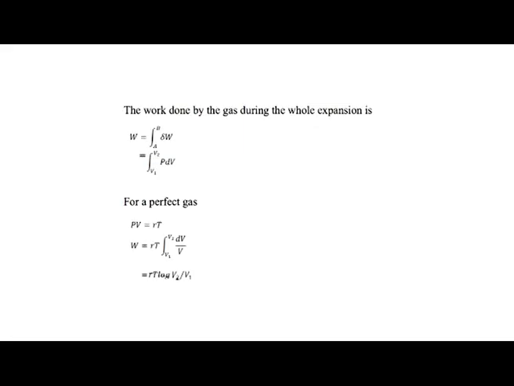The work done by the gas during the whole expansion is W equals integral A to B delta W. Here, as we showed before, W is equal to integral V1 to V2 P dV. For a perfect gas, PV is equal to RT. Here PV is equal to RT is the gas equation. W is equal to RT integral V1 to V2 dV by V. Let us substitute for P. Then we get RT log V2 by V1.